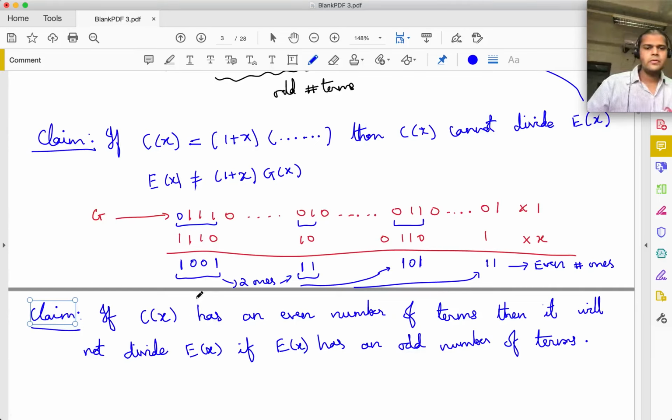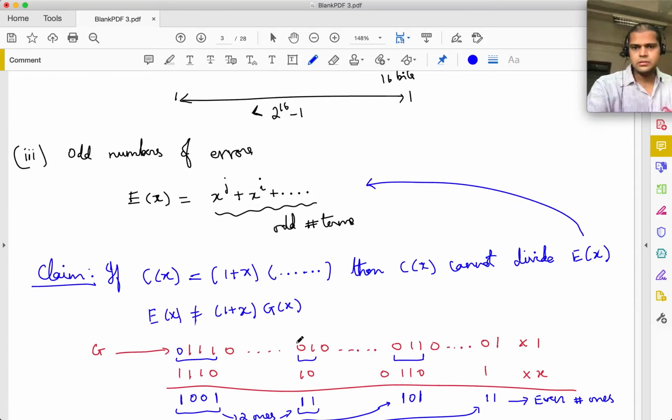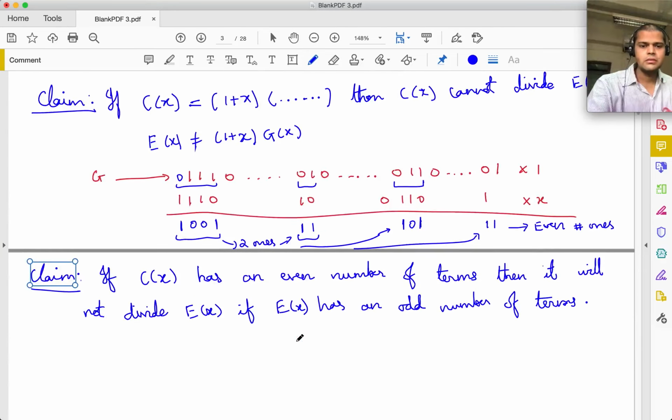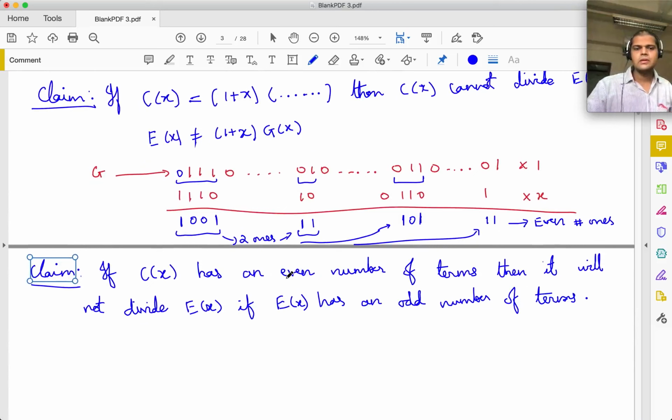So I don't have to try to factor out c of x and see if 1 plus x is a factor. If c of x has an even number of terms, then we are done. That means we'll be able to catch all odd numbers of errors. I'm not going to prove this particular statement. Probably we will have to use some sort of induction. You start with an even number of terms, and then you have to show that any product of that will again have an even number of terms. You will not have an odd number of terms.